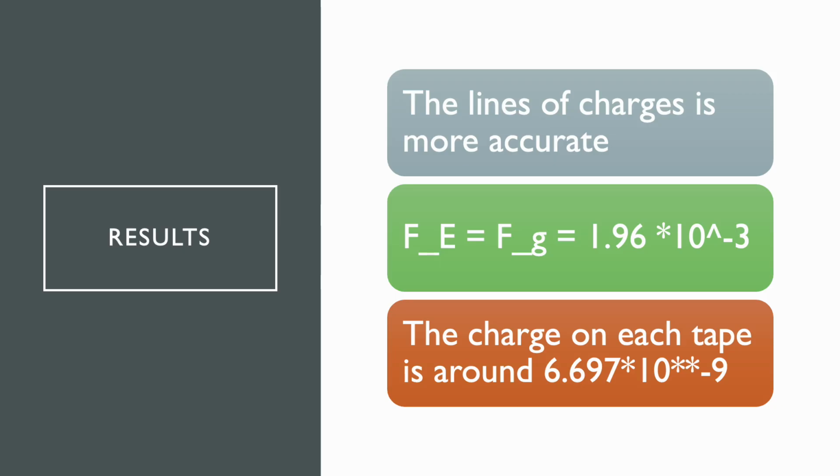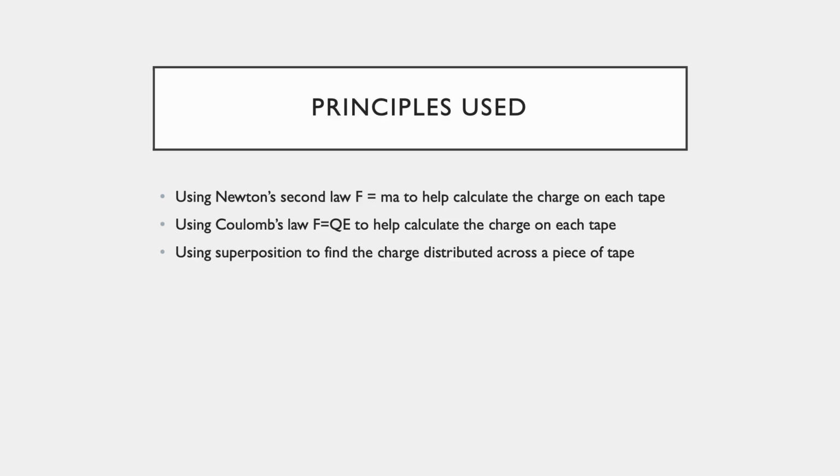Here's an overview of the results. The line of charge is more accurate when compared to the point charge model. The force of the electric field is equal to the force of gravity, which is 1.96 times 10 to the negative 3 newtons, and the charge on each tape is around 6.697 times 10 to the negative 9 coulombs. For principles used, we use Newton's second law, F equals ma, along with Coulomb's law, F equals charge times the electric field, to calculate the charge on each tape, and superposition to add all the charges up.